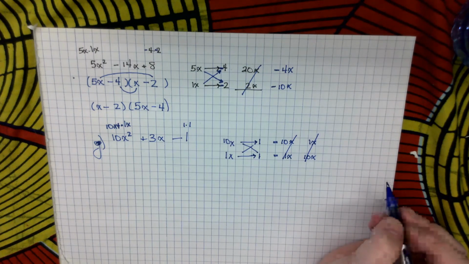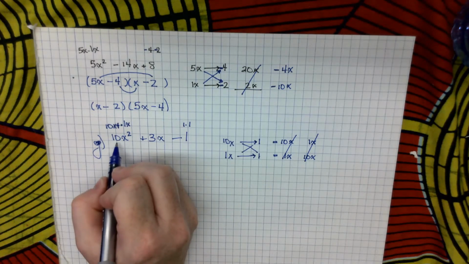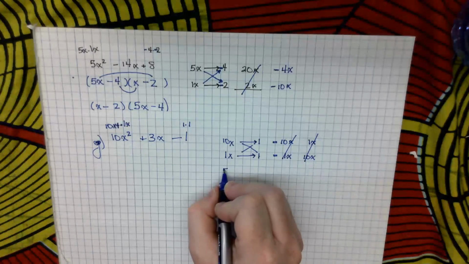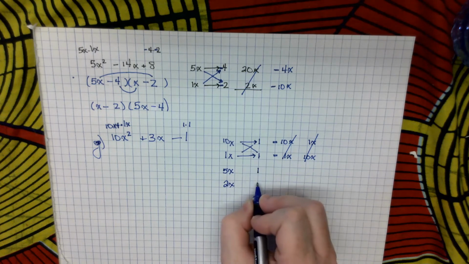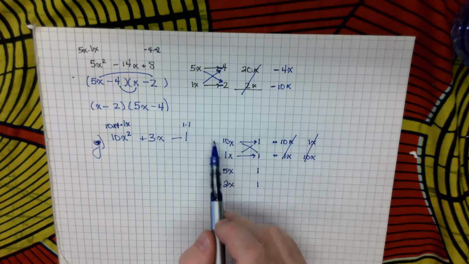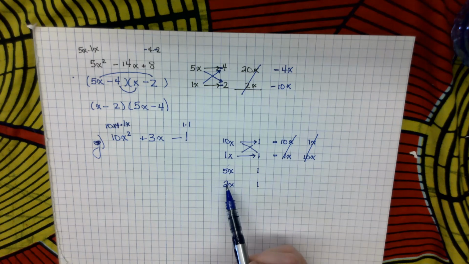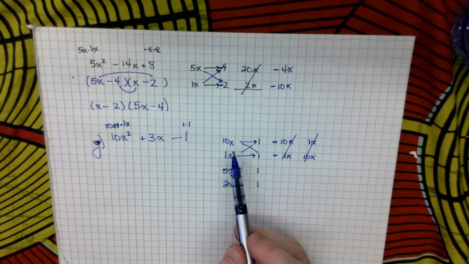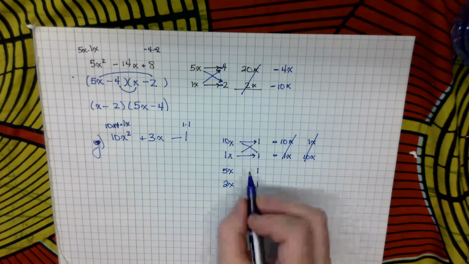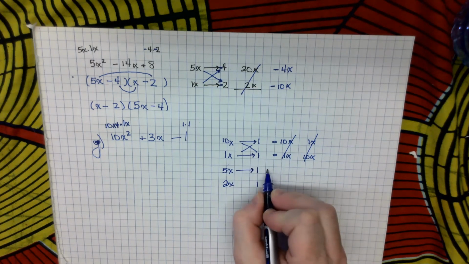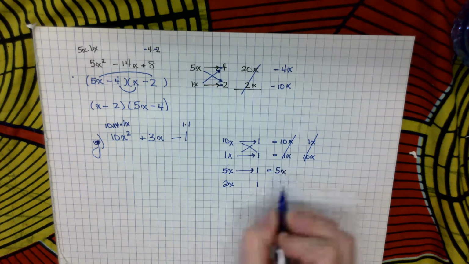So now I need to say, okay, is there another way to get 10x squared? Well, I know that 10x squared is also 5x and 2x, and then I can still make this 1 and 1. If this doesn't work, then you've got to see if there are more factors. If you get to the end and you've used all the factors of 10 and it still doesn't work, then it's not factorable. So 5x times 1 is equal to 5x.